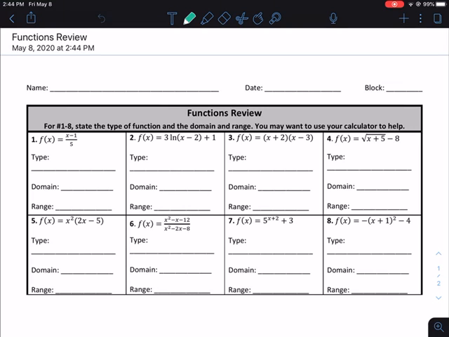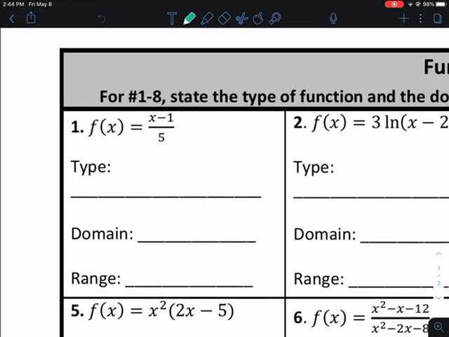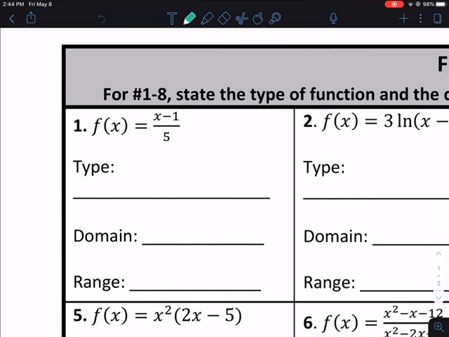Okay, so this first section of our final review, just recapping what we've learned this year, is our functions review. So we're just going to go over these real quick, 1 through 8, state what type of function it is, and then also the domain and range. We look at number 1, x is to the first degree, therefore this is a linear function.